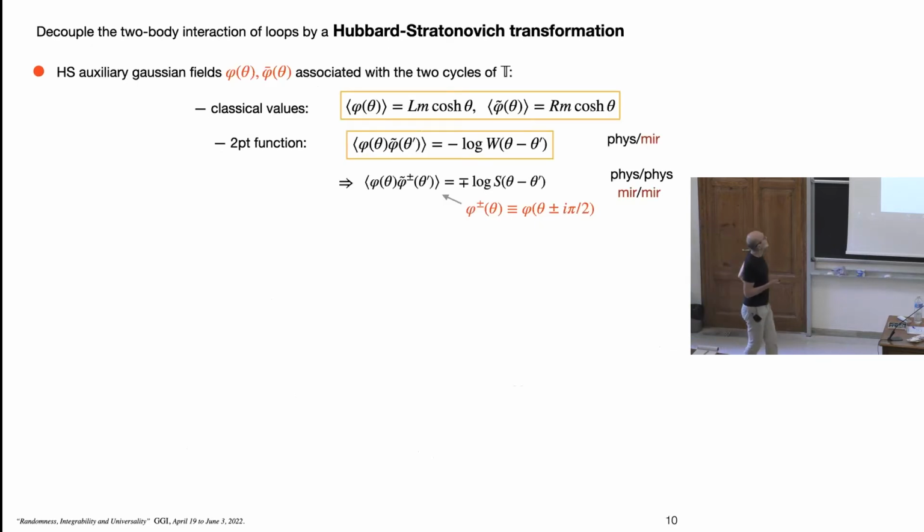So now we want to sum up all the loops. So we will do the following trick. We introduce two auxiliary fields, phi and phi tilde, which are associated with the two cycles of the torus. And we say that the two-point function of these fields is the scattering factor between the physical and the mirror particles, and their expectation values are the bare phases along the time and the space circle of the torus.